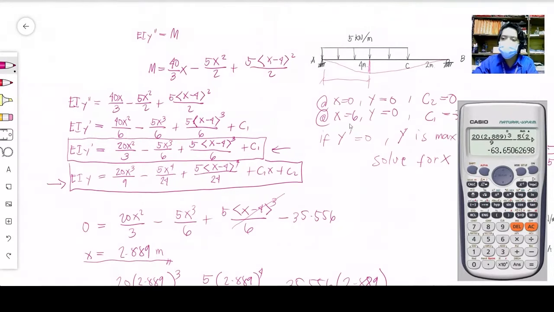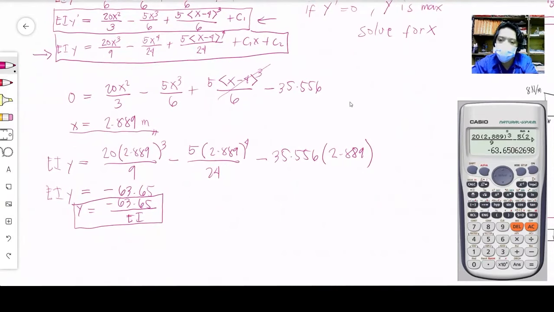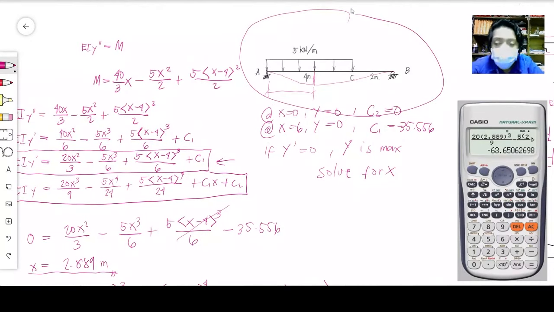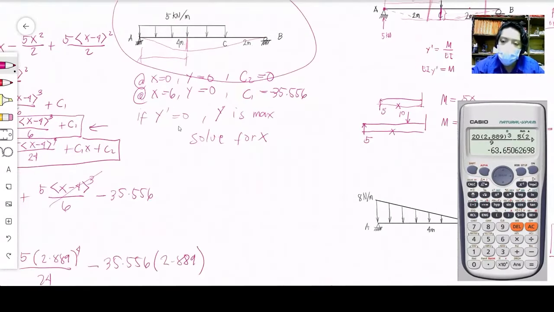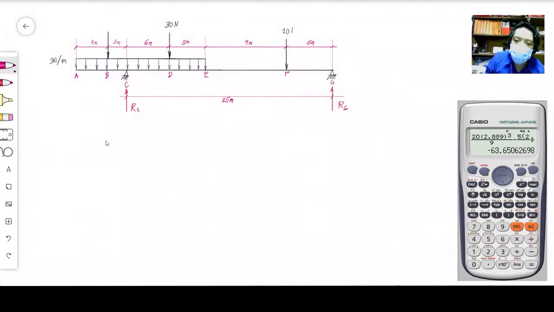Okay. So for your assignment, you have to solve the same beam. Find the maximum deflection. I can answer using this method, the double integration method, and my answer is negative 63.65 over EI. Now, your assignment will be to solve the same problem, but you will use the virtual work method, the unit load method. You are to find the maximum deflection using the virtual work method.